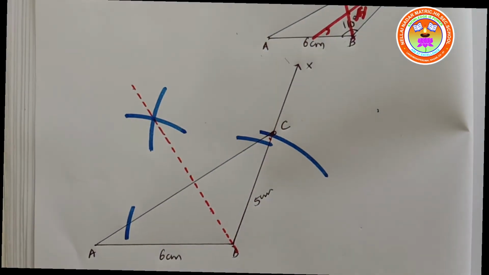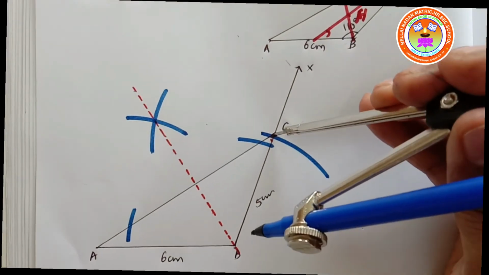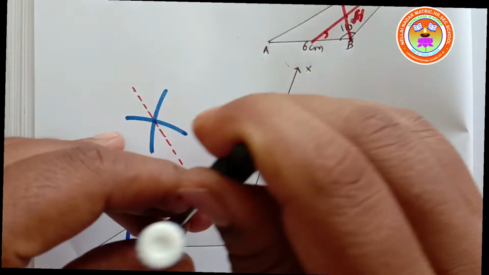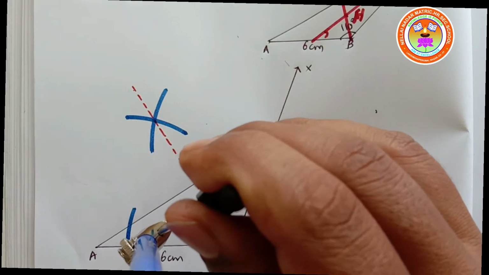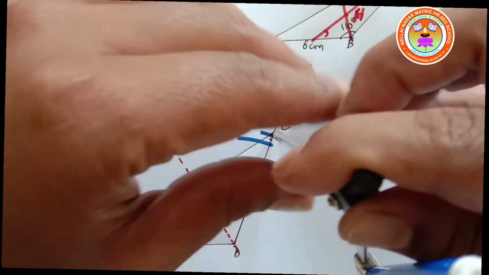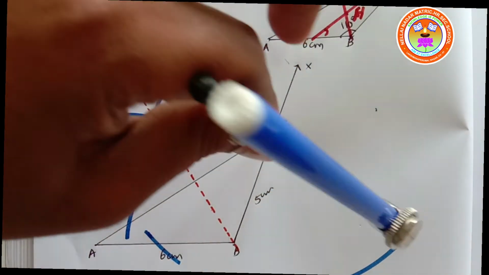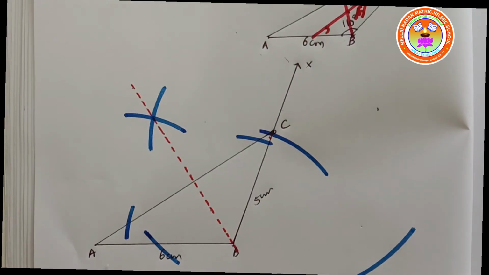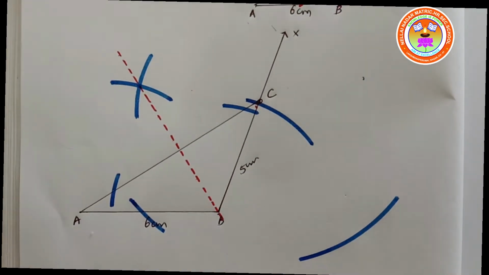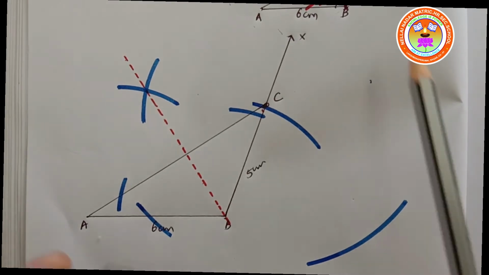It's clear, children? Again from C, again draw a line. Again from C, A. So it's coming too far. See, children, the point lies here. It goes like this. So nothing to worry, children. You can extend the line AB. See, I am going to extend the line AB.